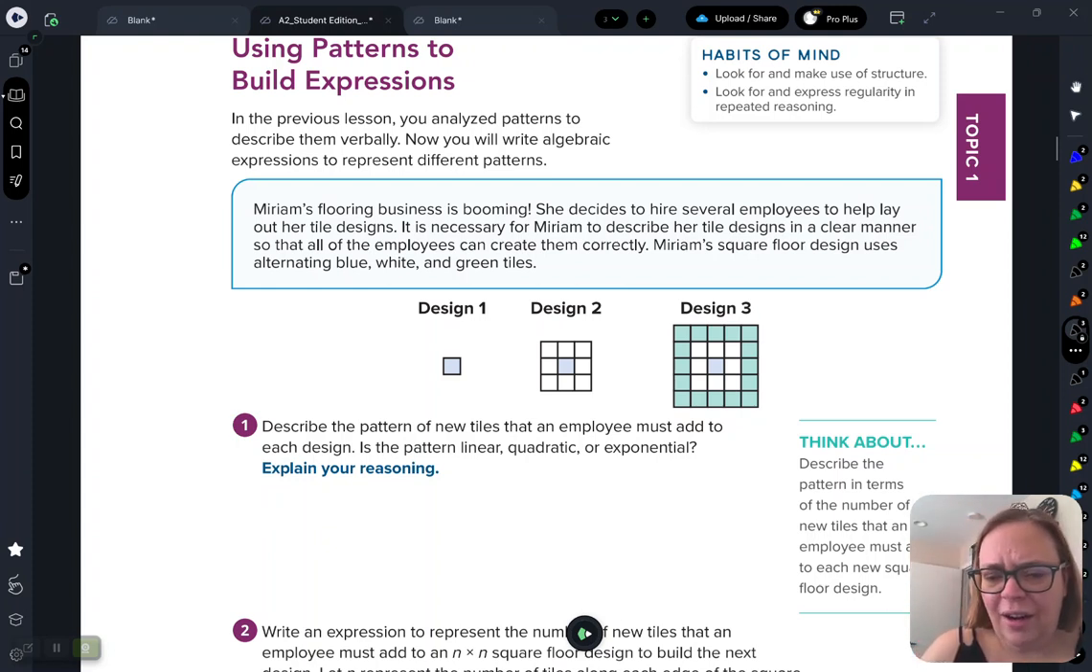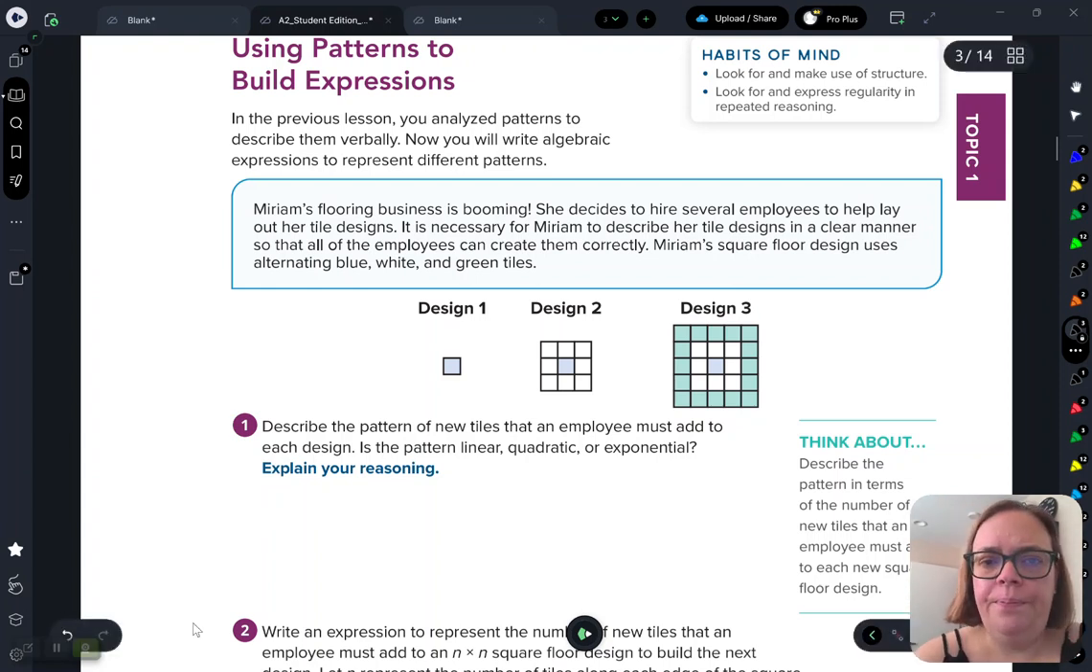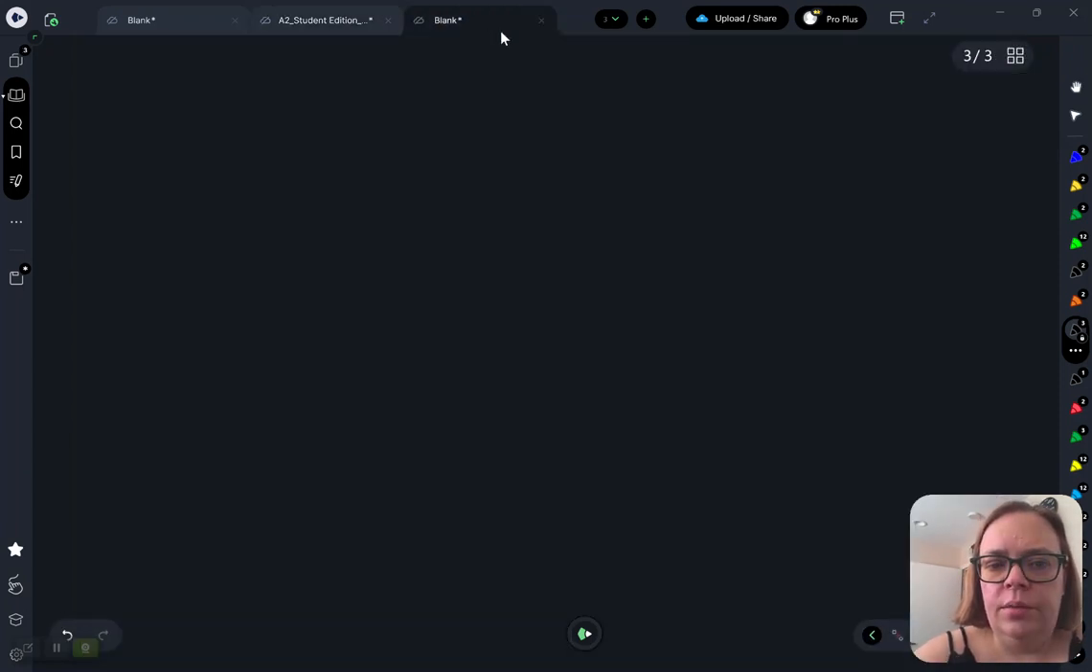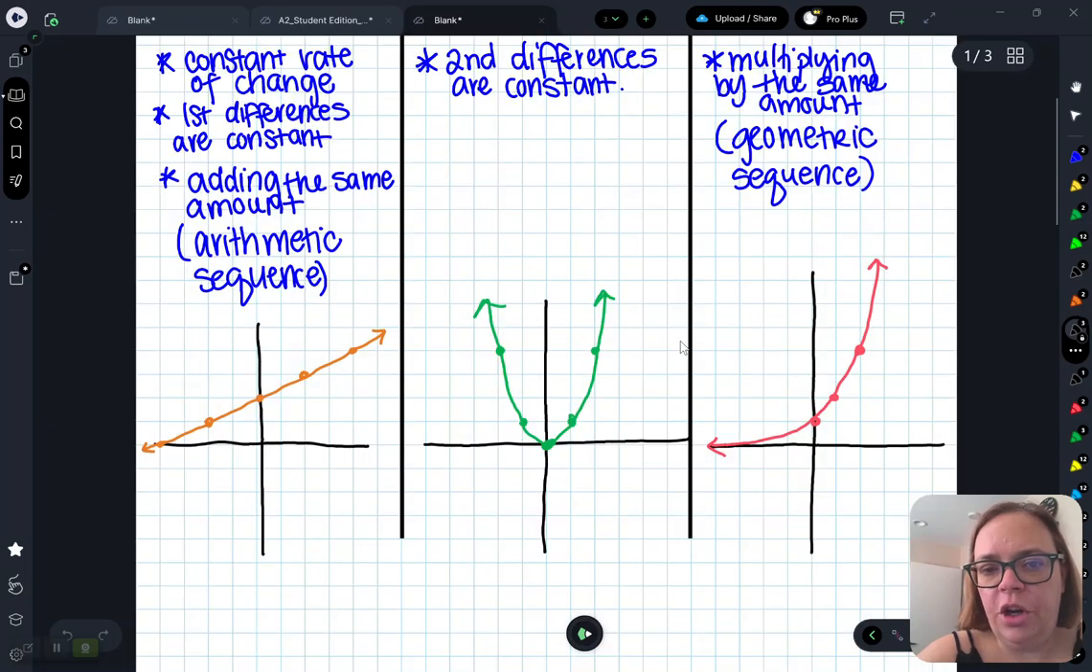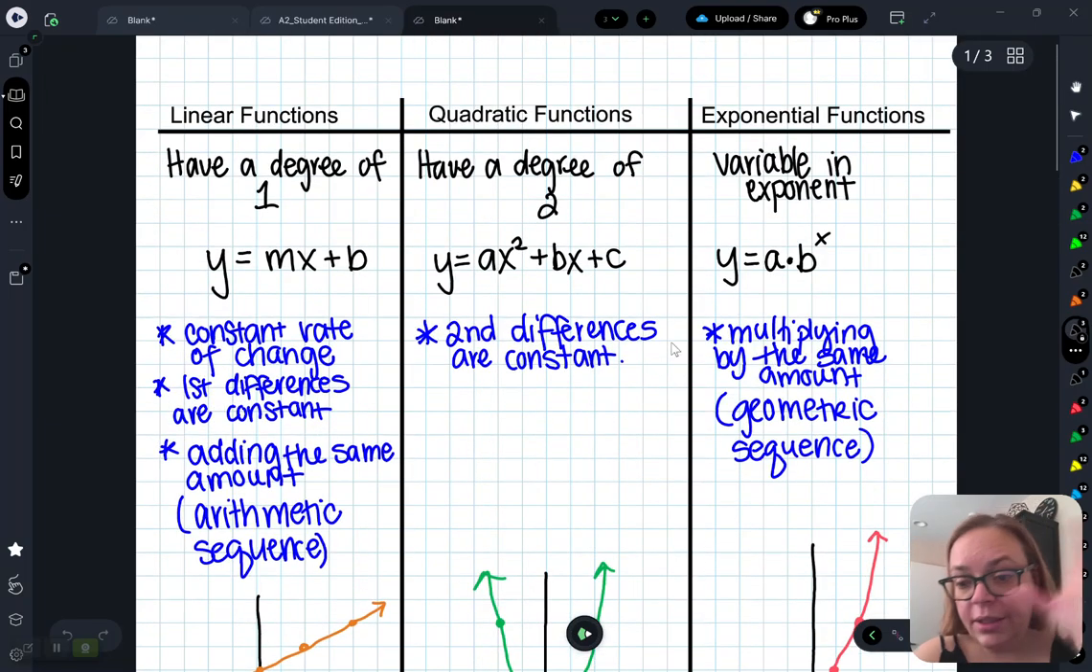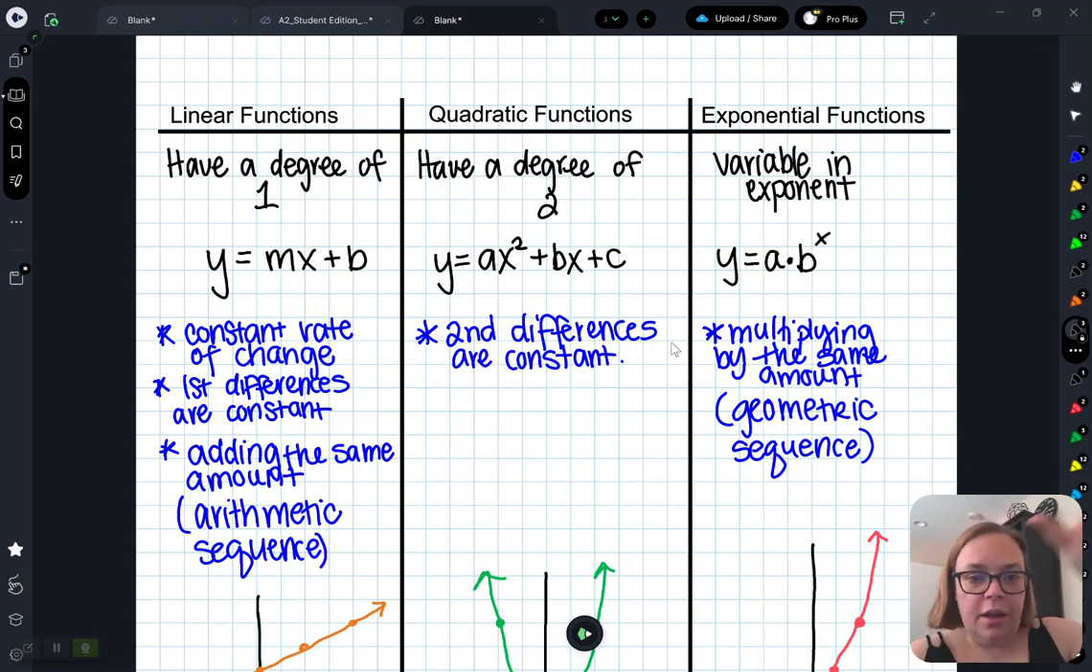What is linear? What is quadratic? What is exponential? They were things that you learned in Algebra 1, but we need to review them. Okay, so I have this chart here. I recommend that you copy this down in your notes so that we are comparing each of these, okay?